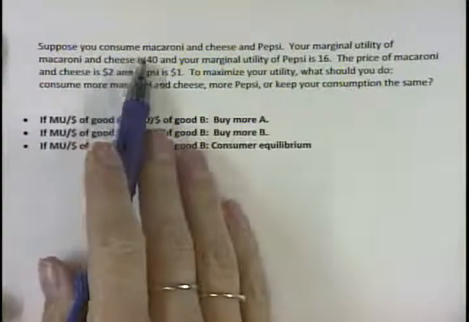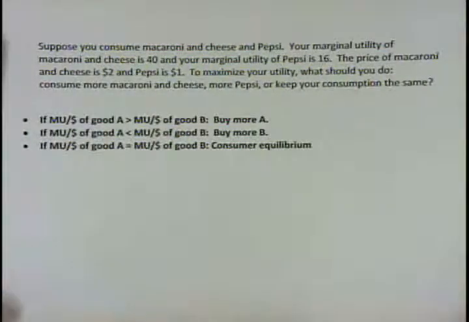It says, suppose you consume macaroni and cheese and Pepsi. Your marginal utility of macaroni and cheese is 40 and your marginal utility of Pepsi is 16. The price of macaroni and cheese is $2 and Pepsi is $1. So what we're trying to figure out is, what should we do? Should we consume more macaroni and cheese, more Pepsi, or keep our consumption the same? We're going to compare marginal utilities per dollar.